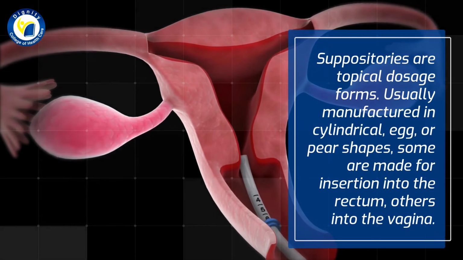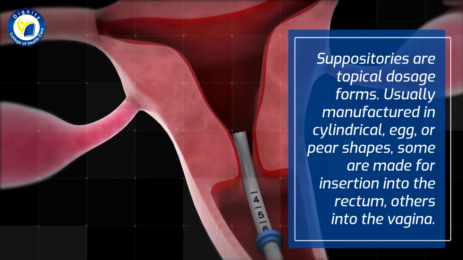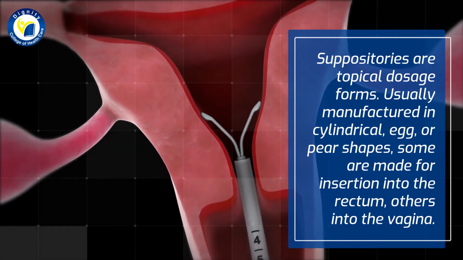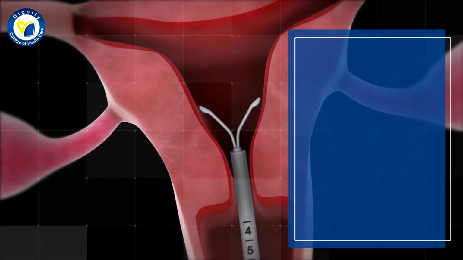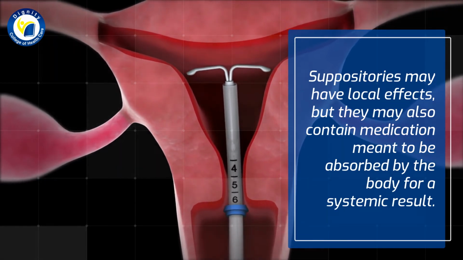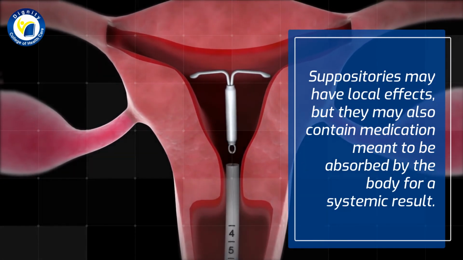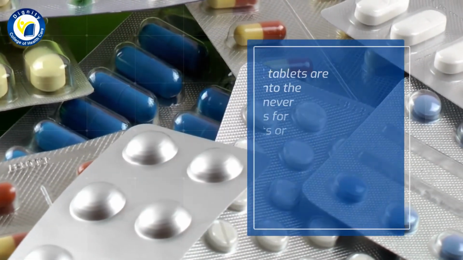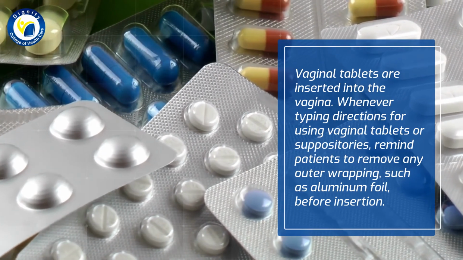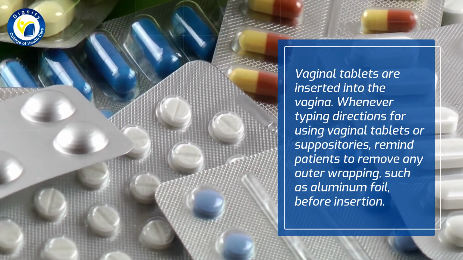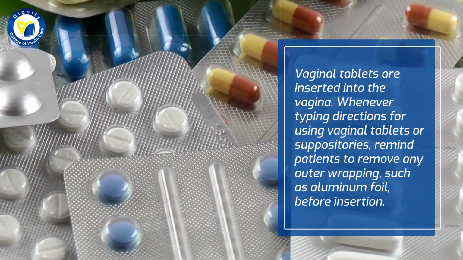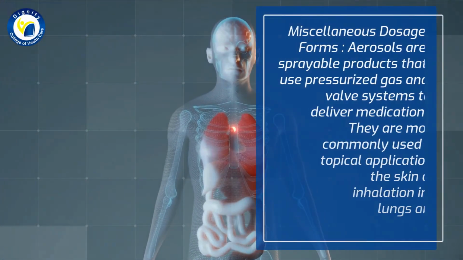Suppositories are topical dosage forms. Usually manufactured in cylindrical, egg, or pear shapes, some are made for insertion into the rectum, others into the vagina. Suppositories may have local effects, but they may also contain medication meant to be absorbed by the body for a systemic result. Vaginal tablets are inserted into the vagina. Whenever typing directions for using vaginal tablets or suppositories, remind patients to remove any outer wrapping, such as aluminum foil, before insertion. Miscellaneous dosage forms.